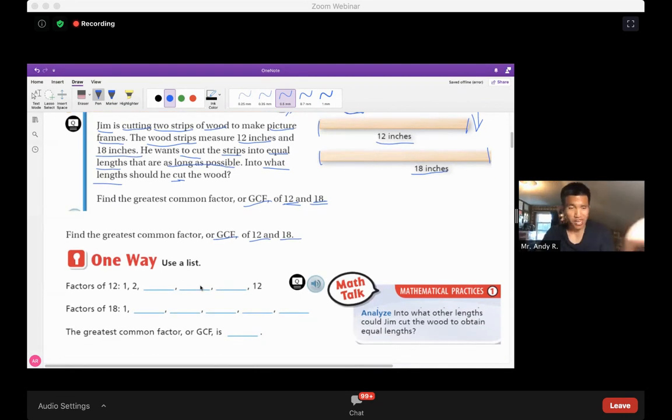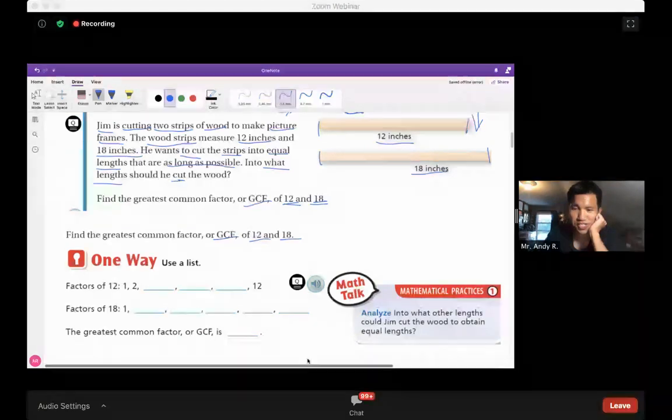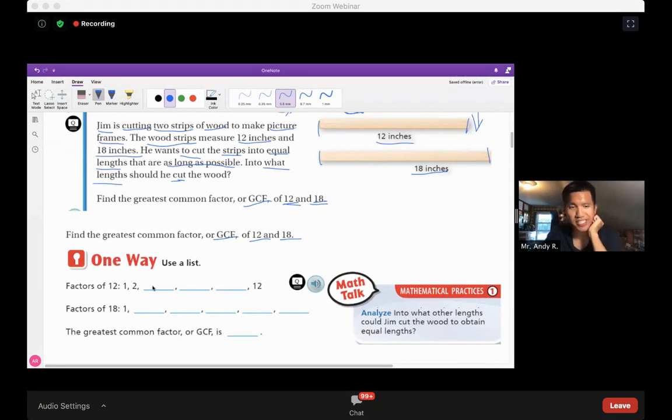Okay, list your factors of 12 and 18. Go. What are the factors of 12 and 18? 1 times 12 is 12, and then 2 times what? 2 times 6 is 12, so 6 and 2. And then what are the other 2? Yep, 3 and 4. 3 times 4 makes 12. Yeah, we got it. And now 18.